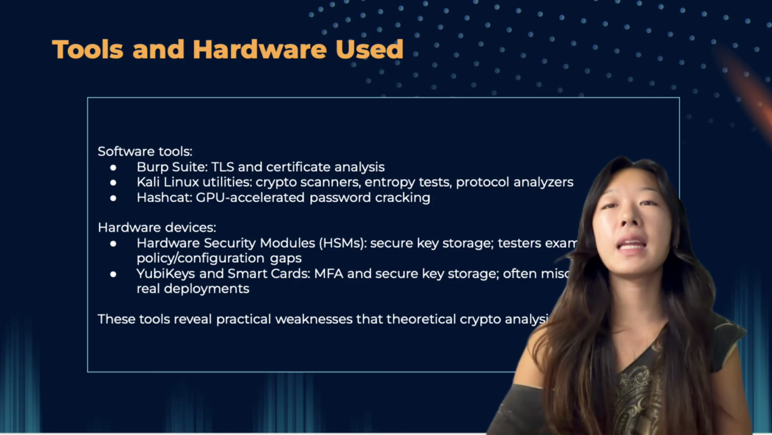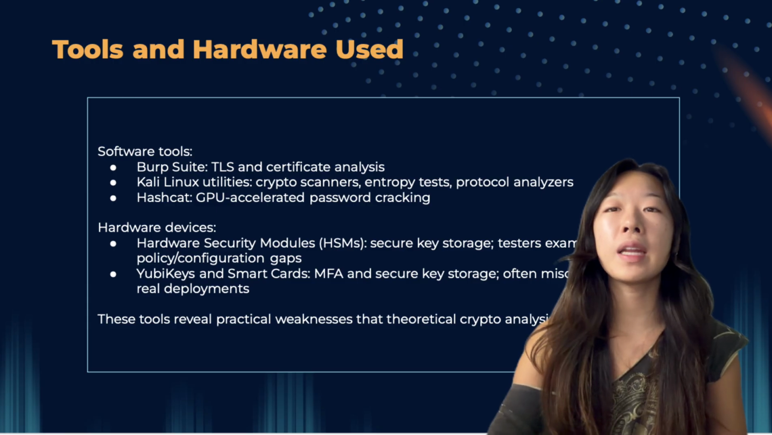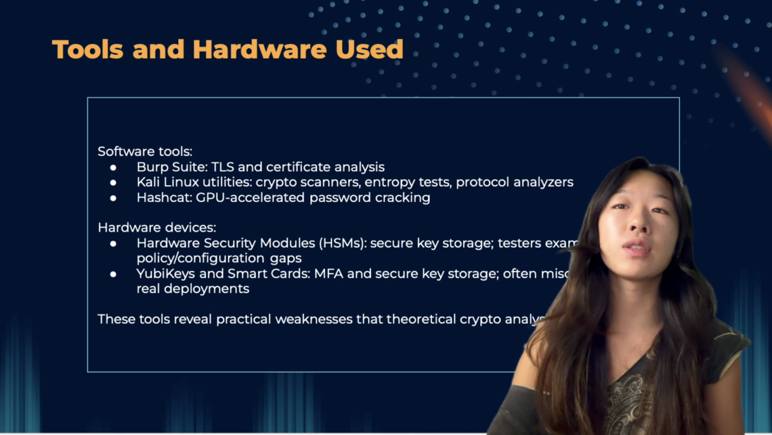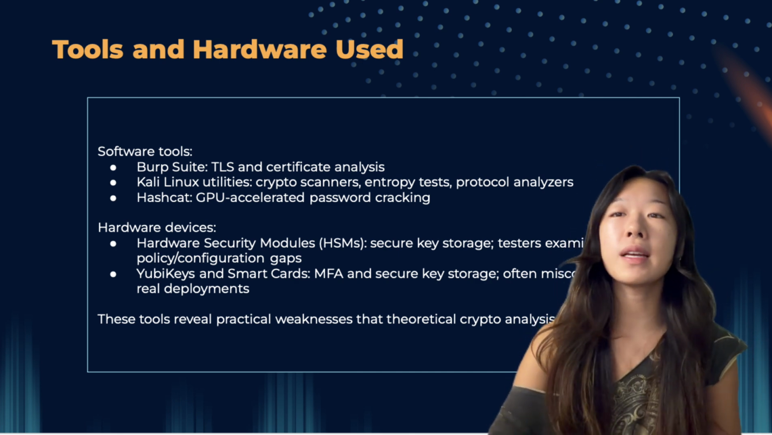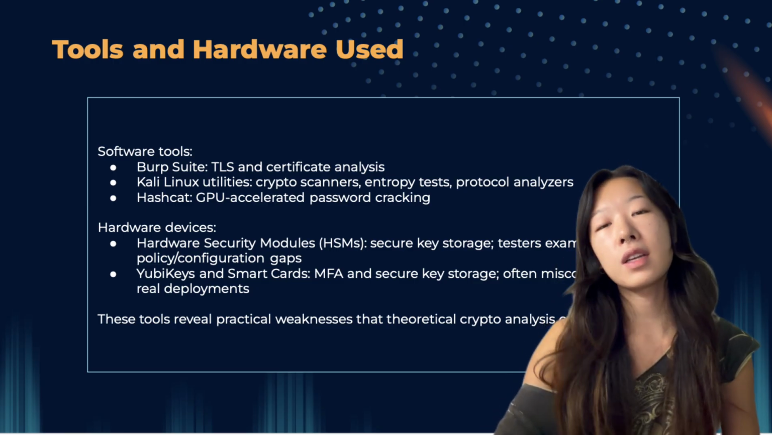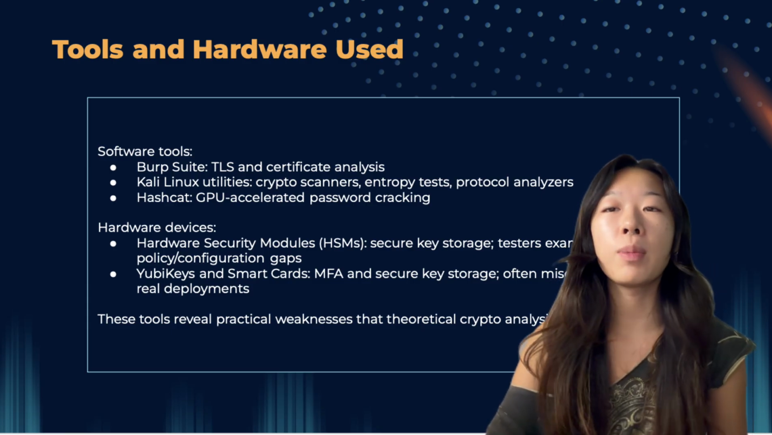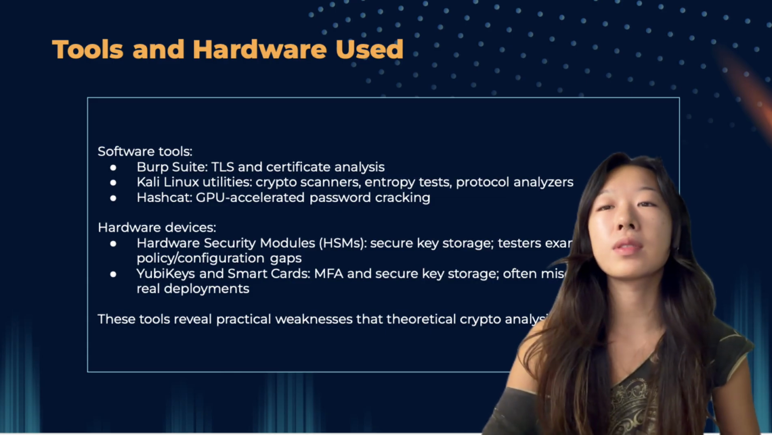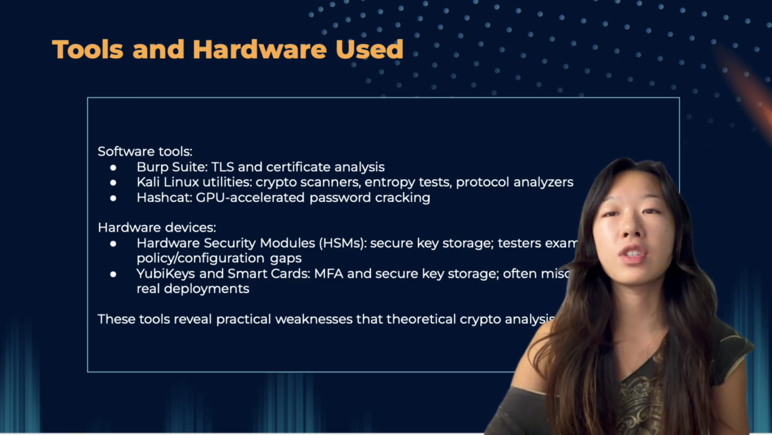Now, I'll be highlighting the main software and hardware tools that penetration testers use when evaluating cryptographic systems. On the software side, we have Burp Suite, which is used for TLS and certificate analysis, so testers can spot weak ciphers, short key sizes, or chain issues. The Kali Linux utilities include crypto scanners, entropy tests, and protocol analyzers, which help detect misconfigurations or insecure implementations. Hashcat enables GPU-accelerated password cracking, especially when weak or outdated hash functions are used.